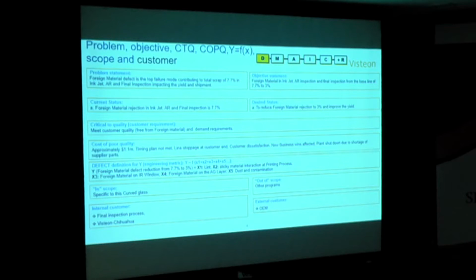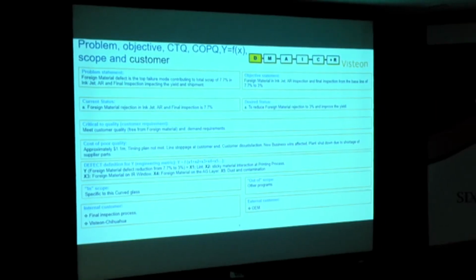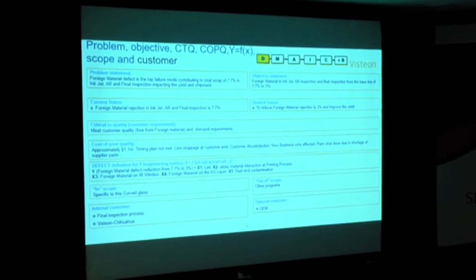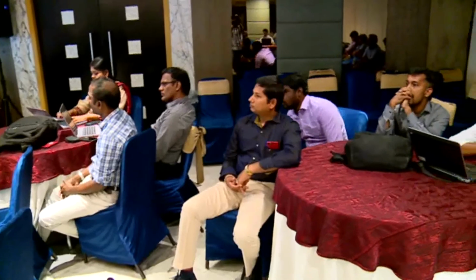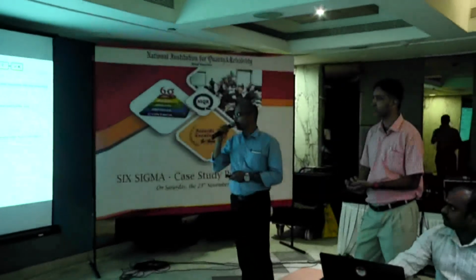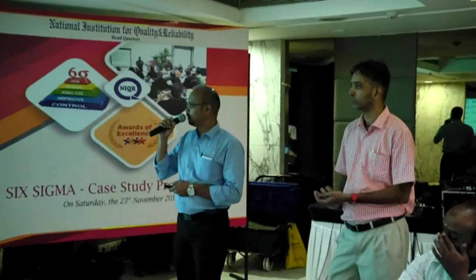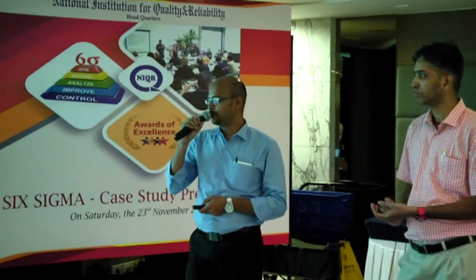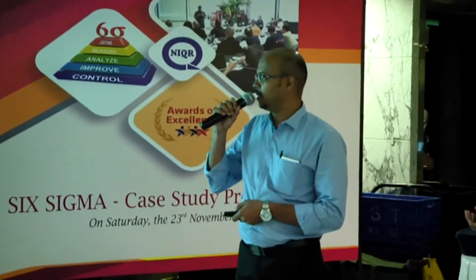The critical to quality is that we need to meet the quality of the part, that is free from foreign material, and the demand requirements. The total cost savings from this is approximately $1.1 million. And we have some intangible benefits like line stoppage, customer dissatisfaction, new business wins, etc. The scope is specific to this curved glass, and other programs can just replicate the same actions done for this project. The internal customer is here, and the external customer is the OEM, that is BMW.